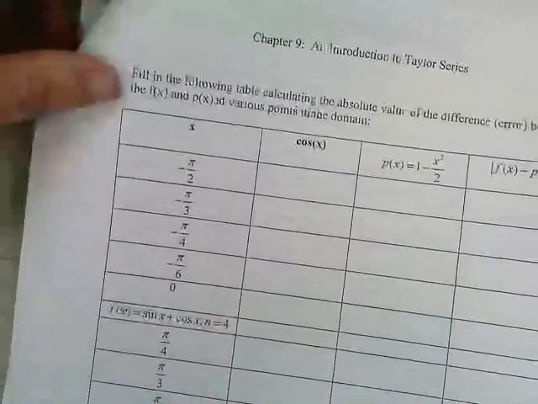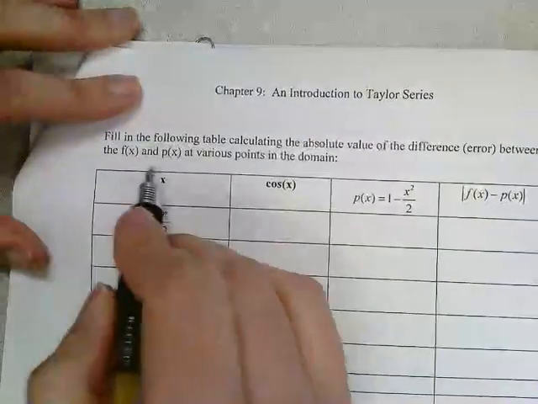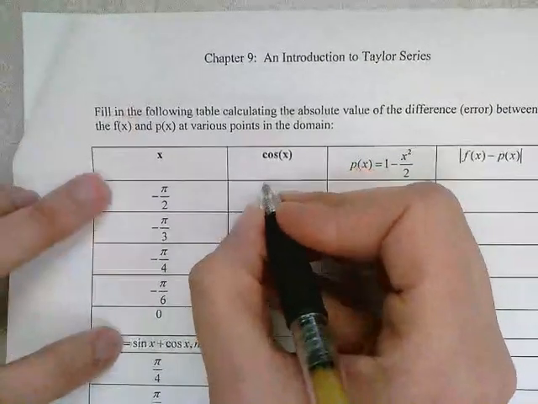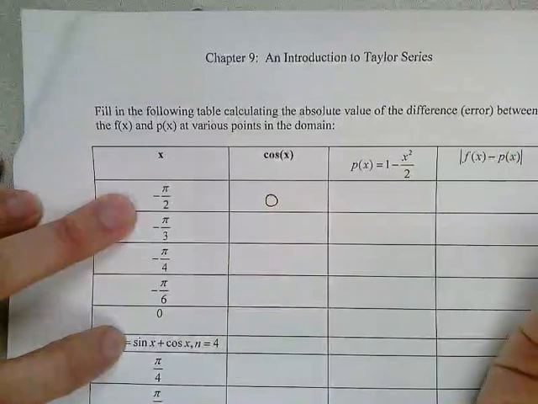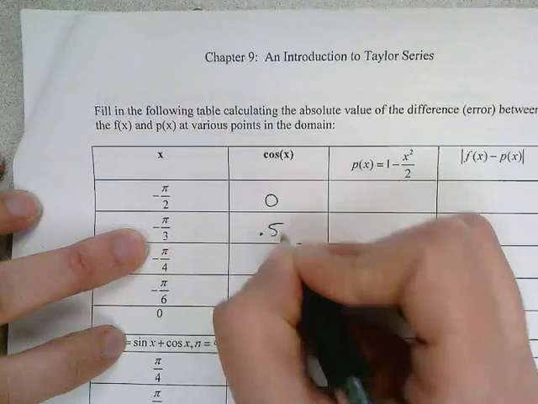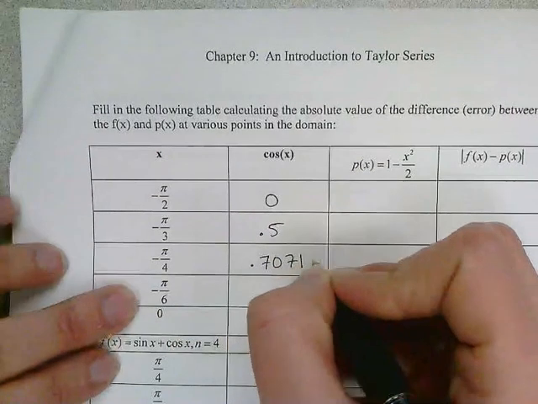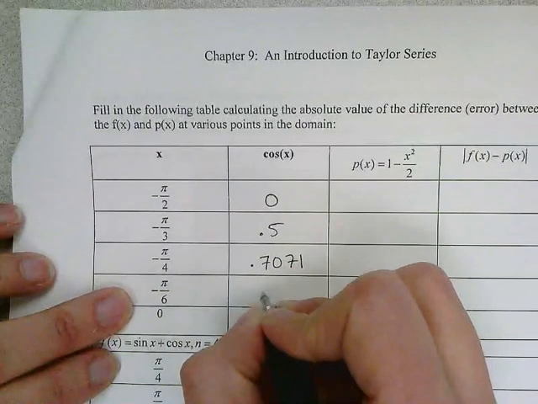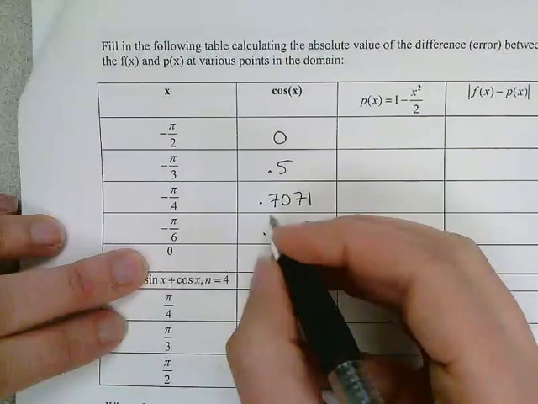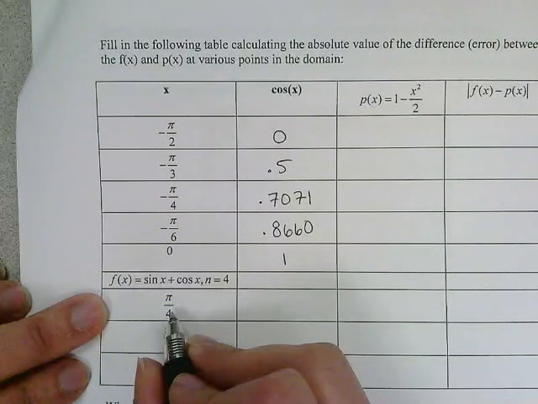So what we want to do is fill in the table calculating the absolute value of the difference, or the error, between f of x and p of x at various points so that we can test this. Alright, so basically cosine of negative pi over 2, that's easy, 0. Cosine of negative pi over 3 is 0.5. Cosine of negative pi over 4 in the calculator is 0.7071. Cosine of negative pi over 6 is 0.8660. So I'm using approximations. Cosine of 0 is 1.